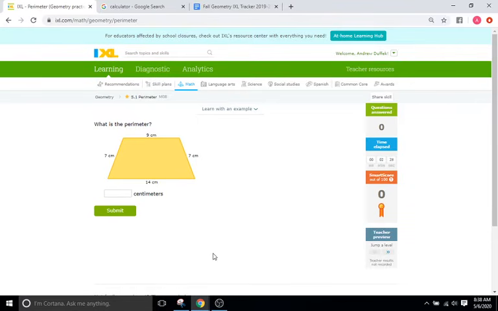This is Mr. Duffick, and today we are doing IXL S1, which is just finding the perimeter of certain shapes. The only thing you have to know about perimeter is that it is the sum of the measure of all sides. What that means is you're just going to add all of the outside measurements of the shape. So you're going to add 14 with 7 with 9 and then 7 again, and that's going to be your perimeter. Your perimeter is just the measure of how long the outside of the shape is.